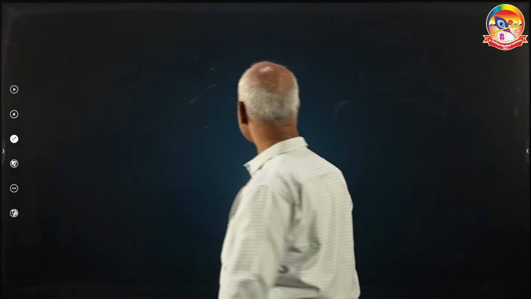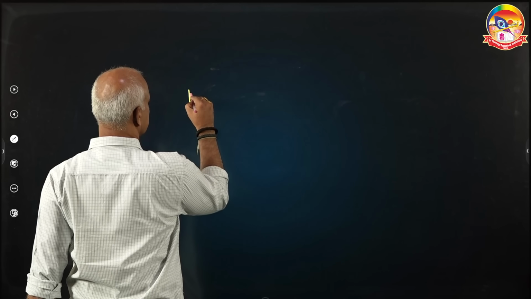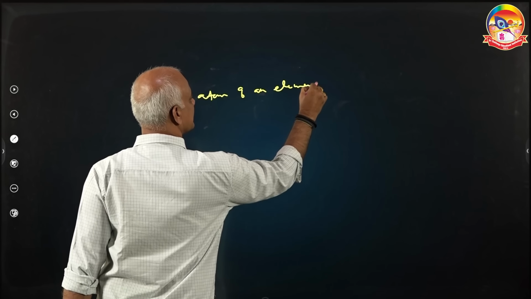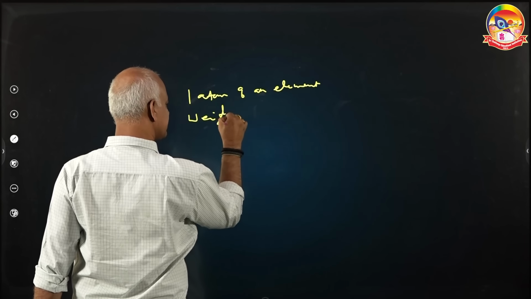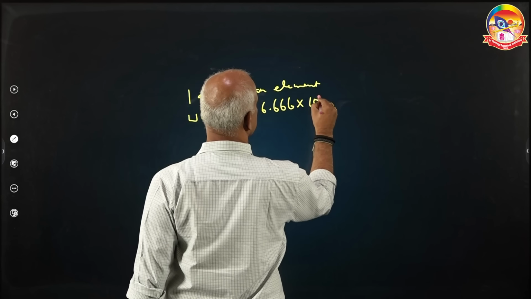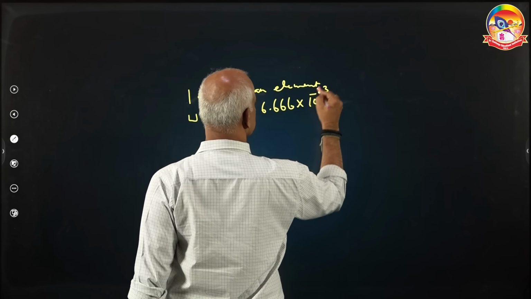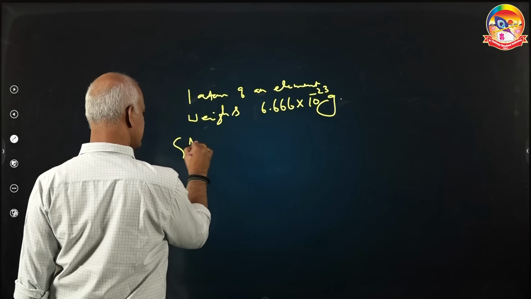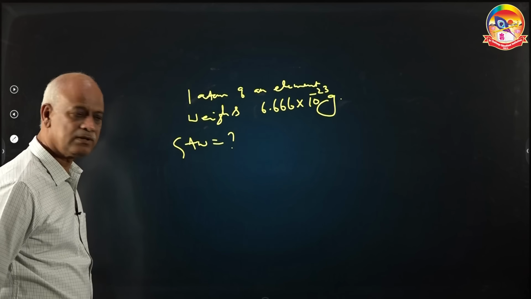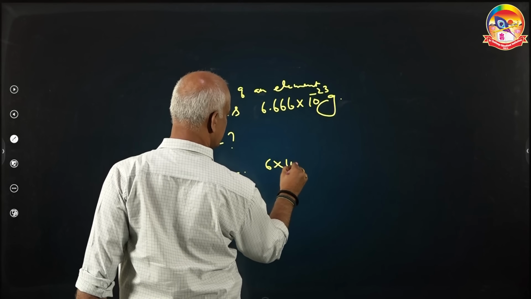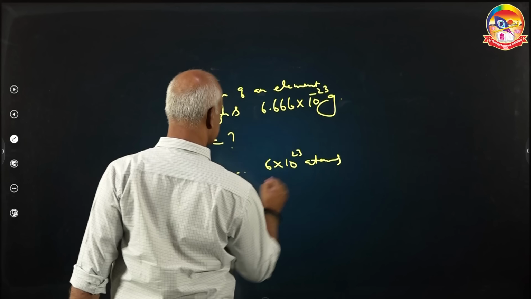Next, suppose if anybody is asking you, one atom of an element weighs 6.666 into 10 to the power minus 23 grams. Its gram atomic weight is how much? Simple. Gram atomic weight contains 6 into 10 to the power 23 atoms.